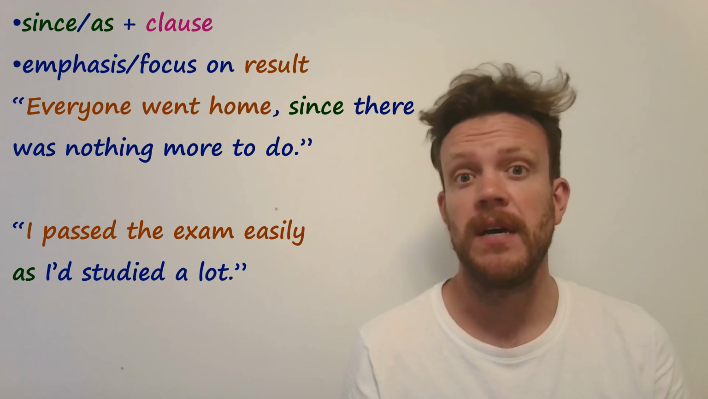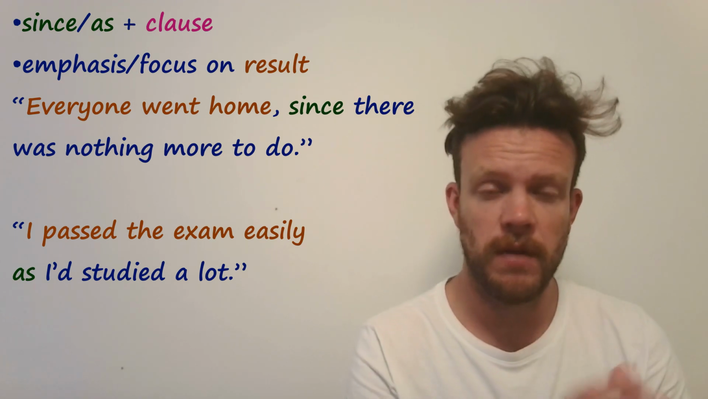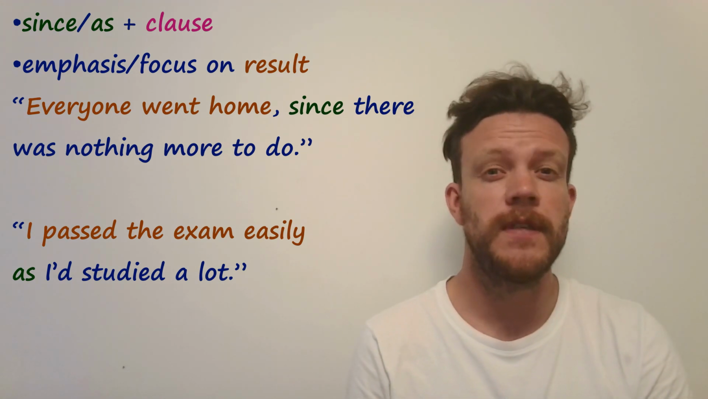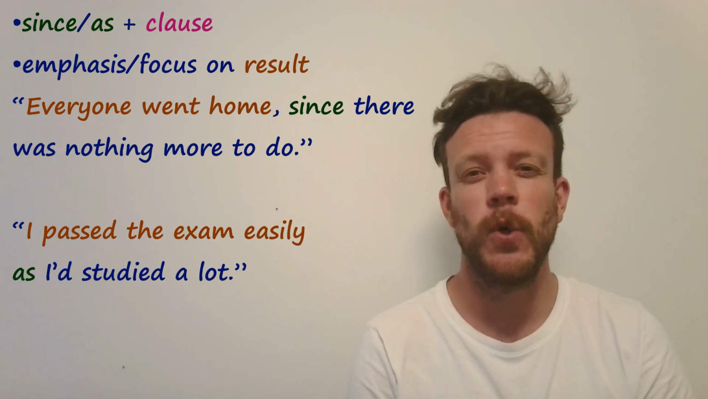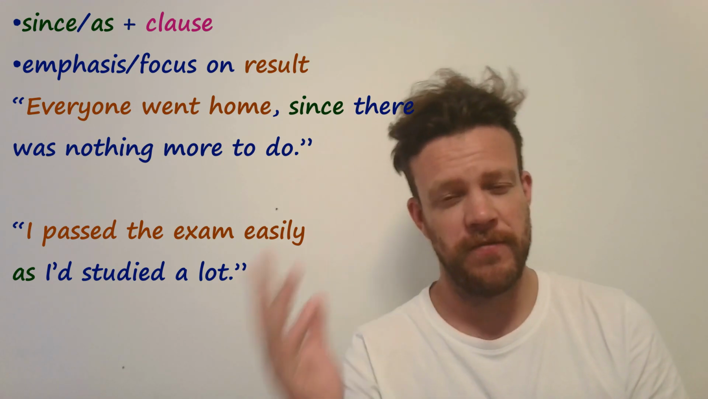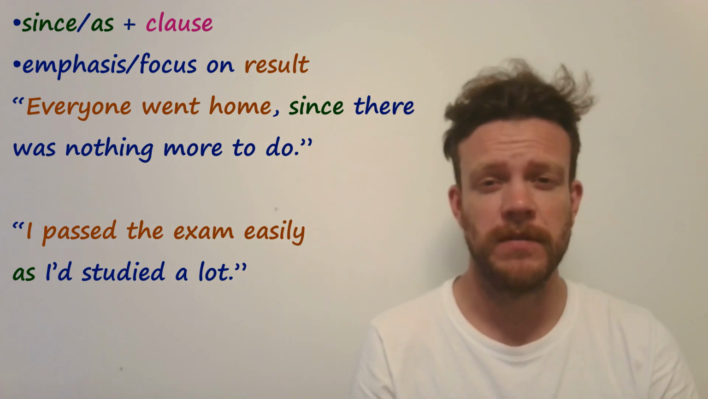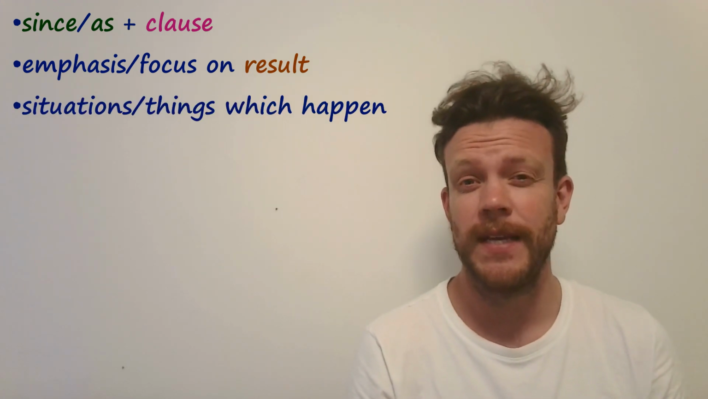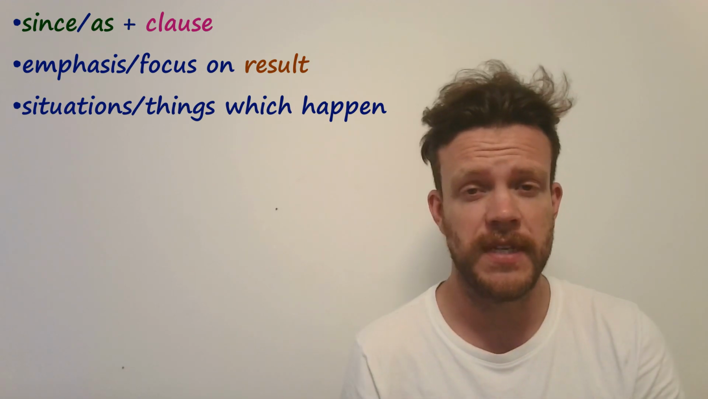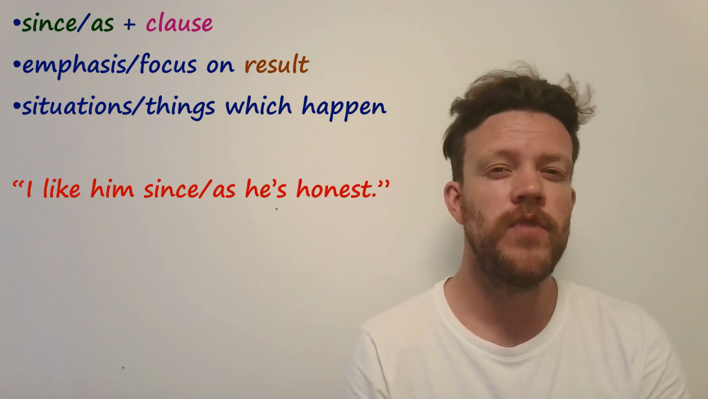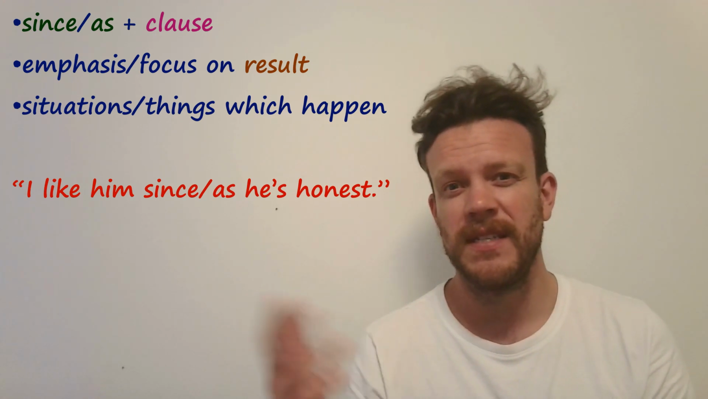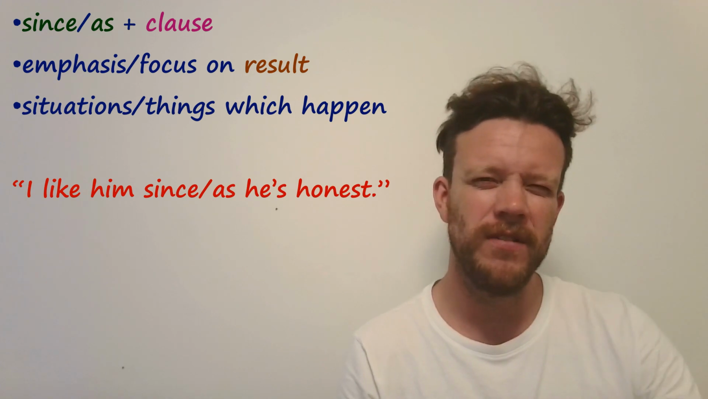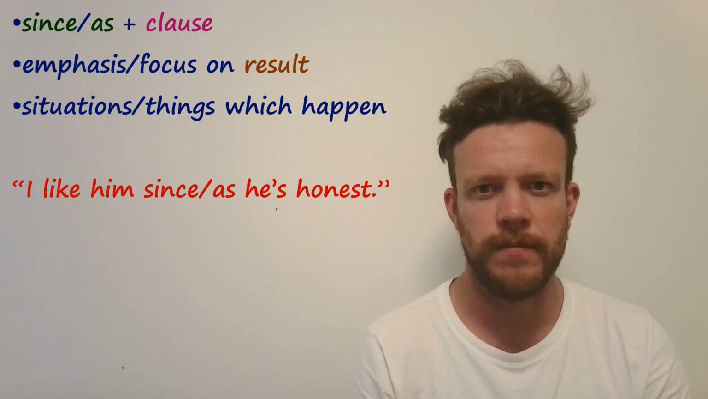Also, I passed the exam easily, as I had studied a lot. It is quite difficult to think of examples of this because it's not always clear. If there's a reason, there's usually a result. What I would say though is try to use this more with things which happen, like the example sentences. You wouldn't really say, I like him since, or I like him as he's honest. There's no real result here, so it does sound a bit funny.